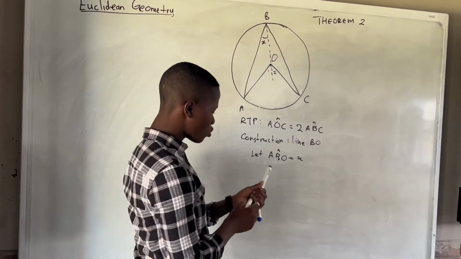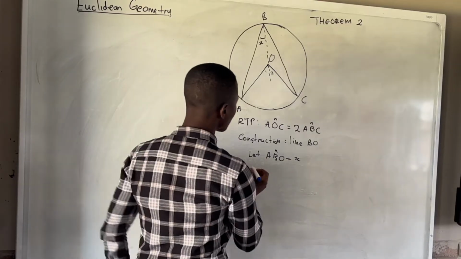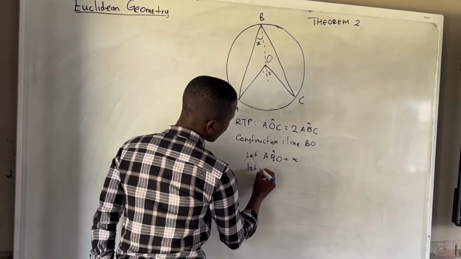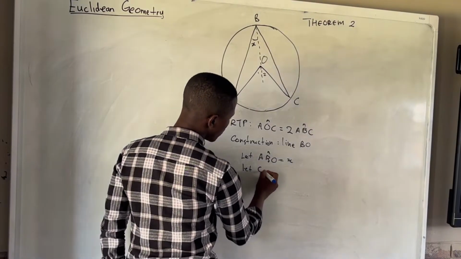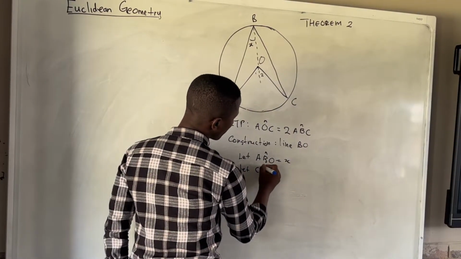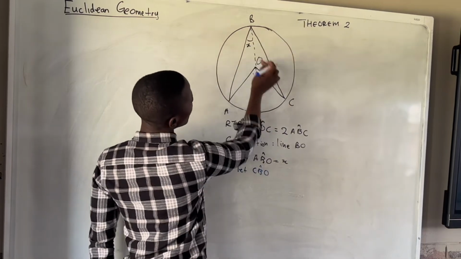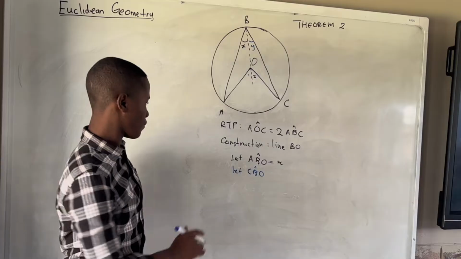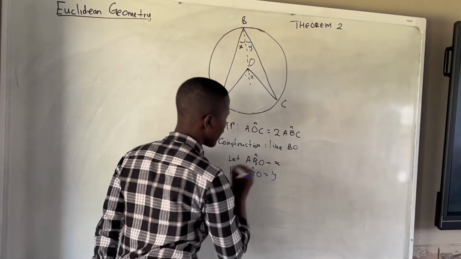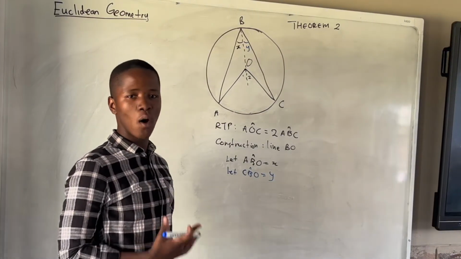Then what else you are going to do is you are going to let angle CBO, being this particular angle, be your angle Y, right? You are going to let this be your angle Y. Then we are going to start with our proof.